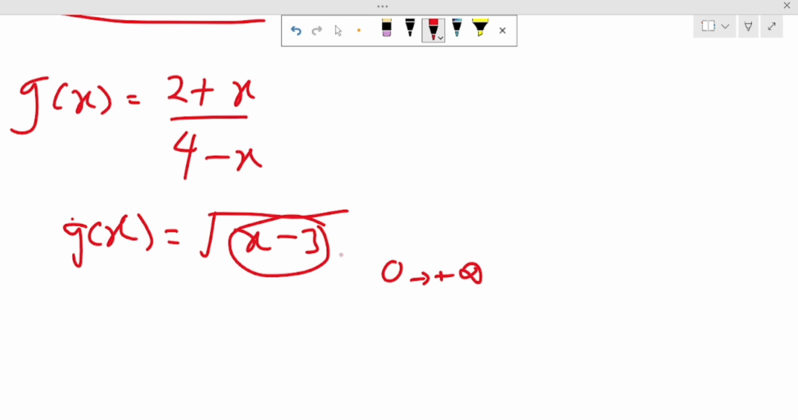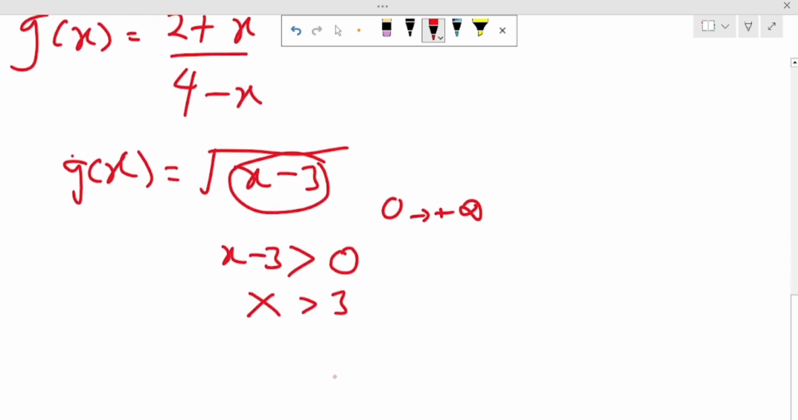So the domain of this function will be x minus 3 is greater than 0, because I want to get a positive value under this root. So I'll get x is greater than 3 as my domain.